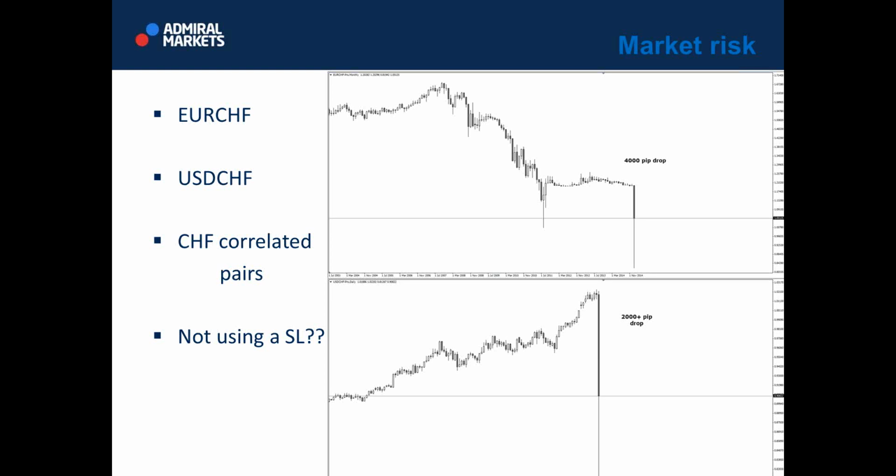That is market risk. That is risk which you can control. You can be in control of market risk. Not using a stop loss? Think twice about it.